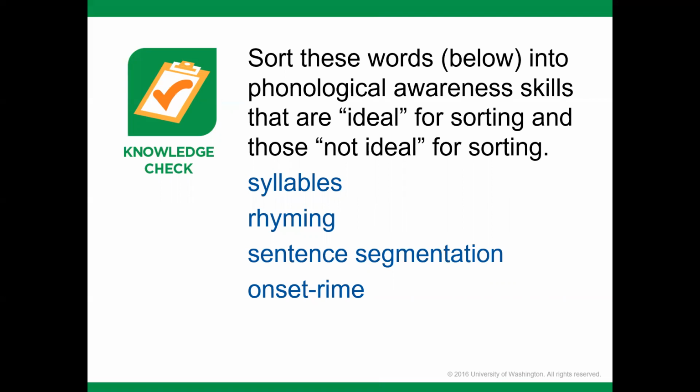are syllables and rhyming. Sorting is a great way to teach children syllables and rhyming. But sentence segmentation and onset-rime cannot be taught ideally with sorting. So sorting games are not a good way to teach children sentence segmentation or onset-rime. But sorting games are a great way to teach children about syllables and rhyming. So if you want to teach children syllables and rhyming, sorting games are a great way to go.